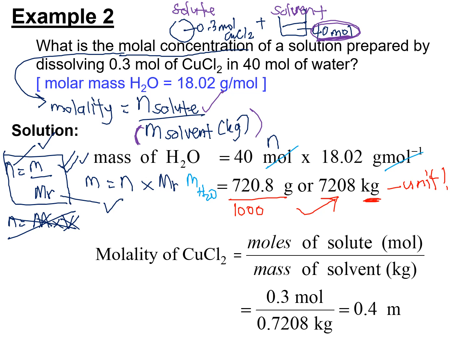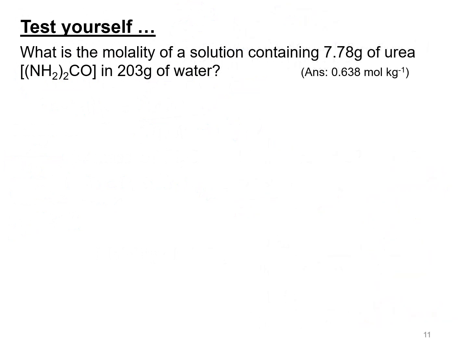Okay, next barulah boleh kira molality of CuCl2. Nak kira molality, moles of solute, yang ni kita dah tahu, which is 0.3 mole sahaja, bagikan dengan mass of solvent ni kita pun dah tahu melalui kiraan di sini. Alright, so now you will get the molality is 0.4 m. Sekali lagi, unit jangan lupa, kalau tak you akan hilang markah. Okay, next. Test yourself. This one kamu buatlah sendiri, nanti Miss cek dalam tutorial.